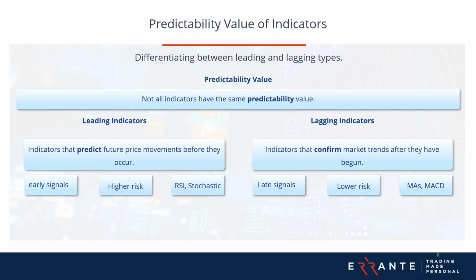Perfect. Yes. Using both types of indicators together can give us a more balanced view. Leading indicators can alert us to potential opportunities early on, while lagging indicators can confirm those opportunities are worth pursuing or not. And this way, we can tailor our trading strategy to fit our risk tolerance and goals, making decisions based on a mix of early predictions and solid confirmations.